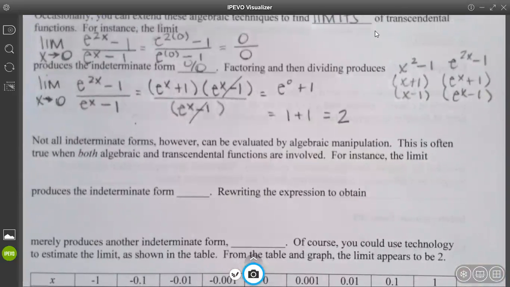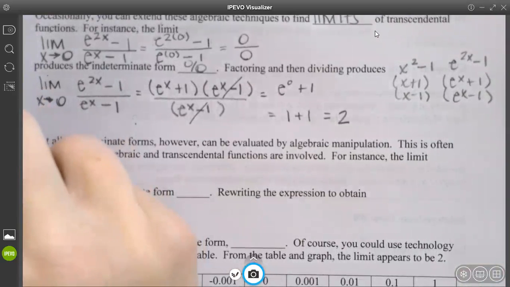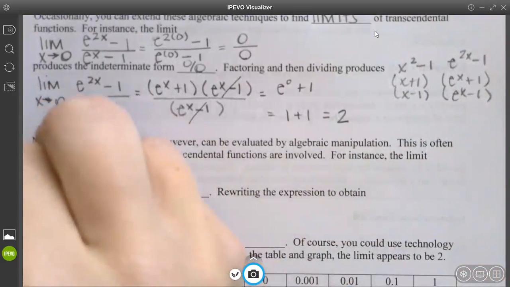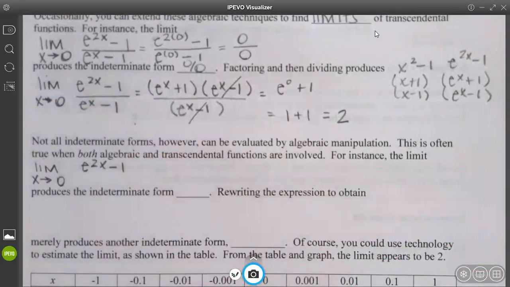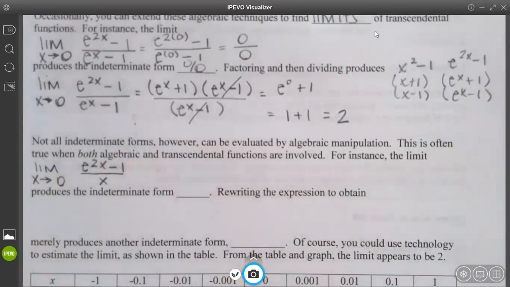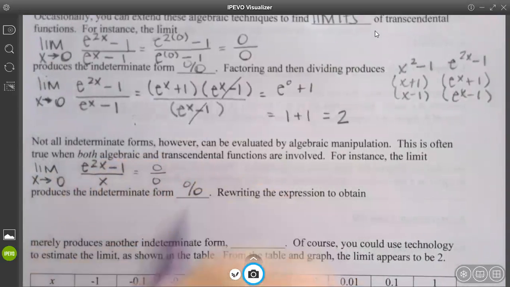Not all indeterminate forms, however, can be evaluated by algebraic manipulation. This is often true when both algebraic and transcendental functions are involved. For instance, the limit as x approaches 0 of e to the 2x minus 1 over x. We already direct substituted this on the top and got 0. And on the bottom, if I plug in 0, I get 0.